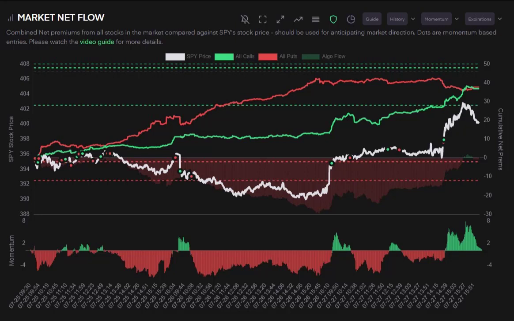In this video, we're going to look at an unconventional way for finding short-term support and resistance levels on SPY and SPX using Market Net Flow from Tradytics. So let's first walk through this chart to get a sense of what we're actually looking at.